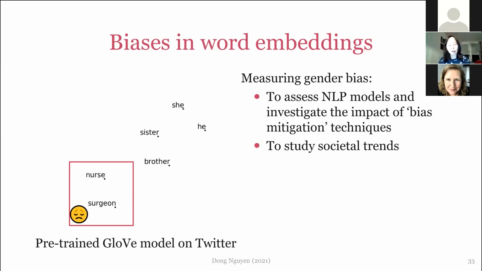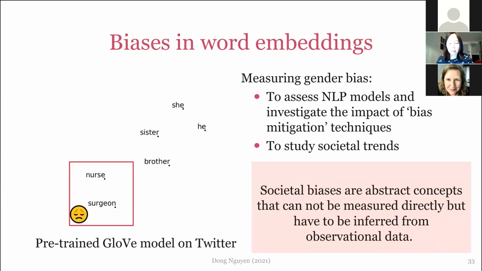But to some extent, it actually also presents an opportunity for social science, because there are also many studies that have used the same methods to study, for example, how societal biases have changed over time, by training word embeddings on different time periods and then tracking how the biases measured in these word embeddings change over time and how that might relate to changes in society. A key question that's quite difficult is that societal biases are abstract concepts that cannot be measured directly, but have to be inferred from observational data.